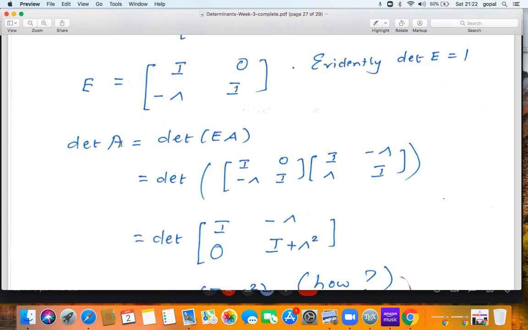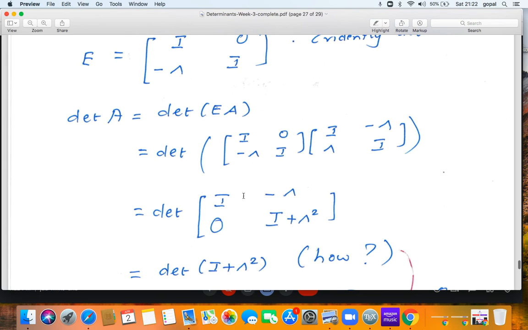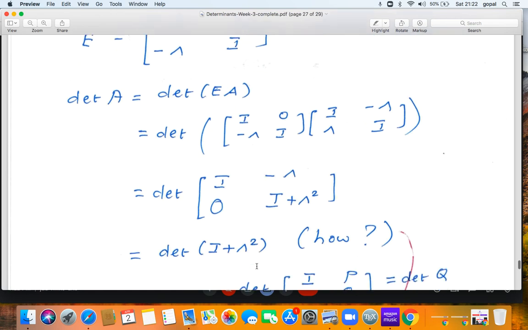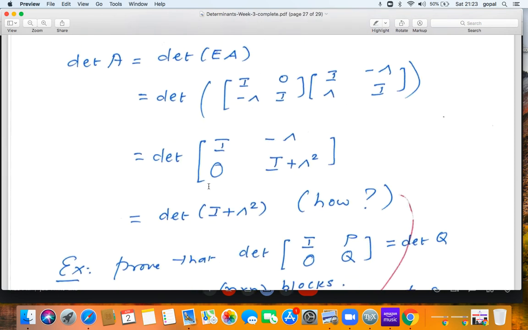But now, what is the determinant of E? The determinant of E is 1, right? So the determinant of A is the same as the determinant of EA, by the product theorem. But what is EA? EA is this matrix I, minus lambda, 0, I plus lambda squared. What is the value of this determinant? It is the determinant of I plus lambda squared. Now, how do I go from this step to this step? I'd like you to prove that yourself, the justification from here to there.